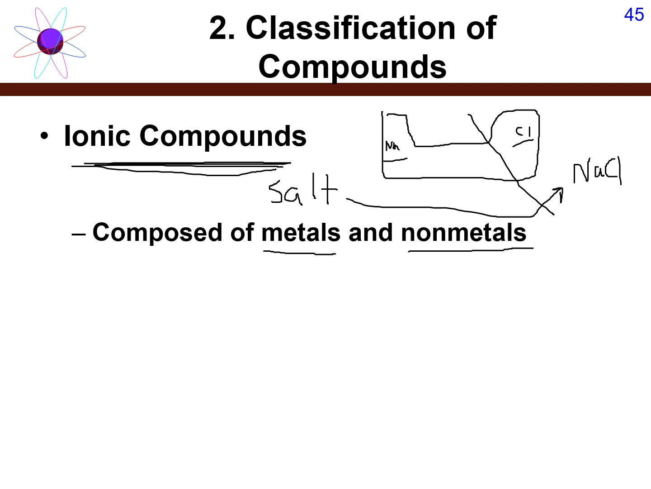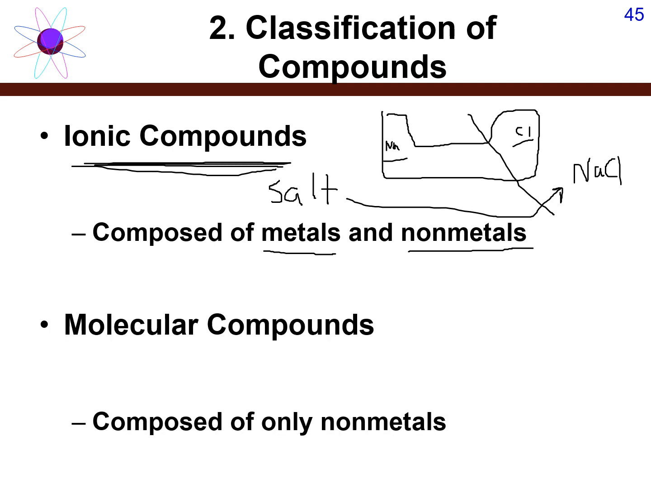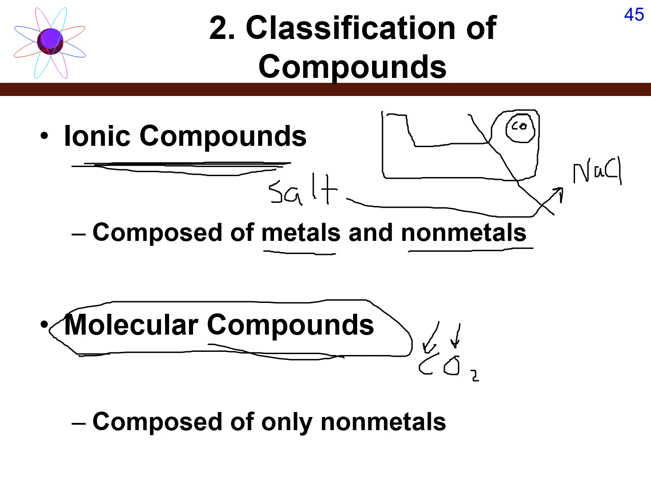Molecular compounds are only composed of nonmetals. They're not going to have any metals in them. They're strictly going to combine things over here. For example, carbon and oxygen are two elements over here. An example would be CO2: non-metal, non-metal, therefore molecular compound. So hopefully that makes sense. So let's see how to name these things. We're actually going to start with molecular compounds because those are easier.